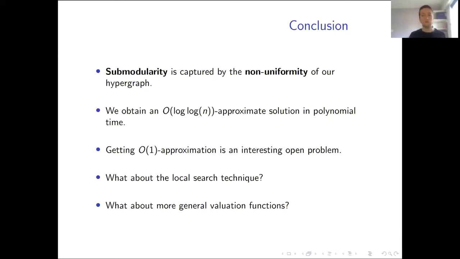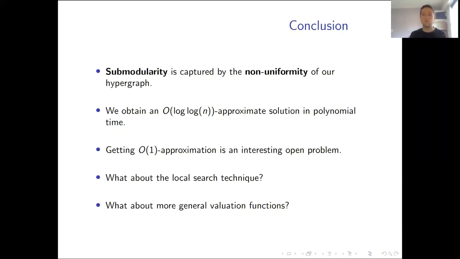To wrap it up, we did in a way a similar reduction as Bamas, but crucially, submodularity was captured by the non-uniformity of our hypergraph problem, and it introduces some difficulties that were not there in the first paper of Bamas. So the general result is that we obtain a log n approximate solution, where n is the number of resources.